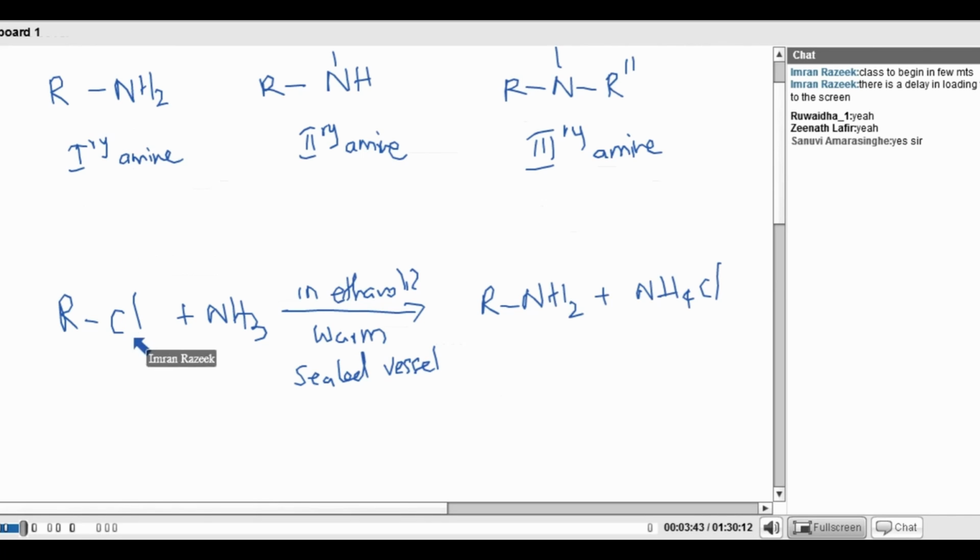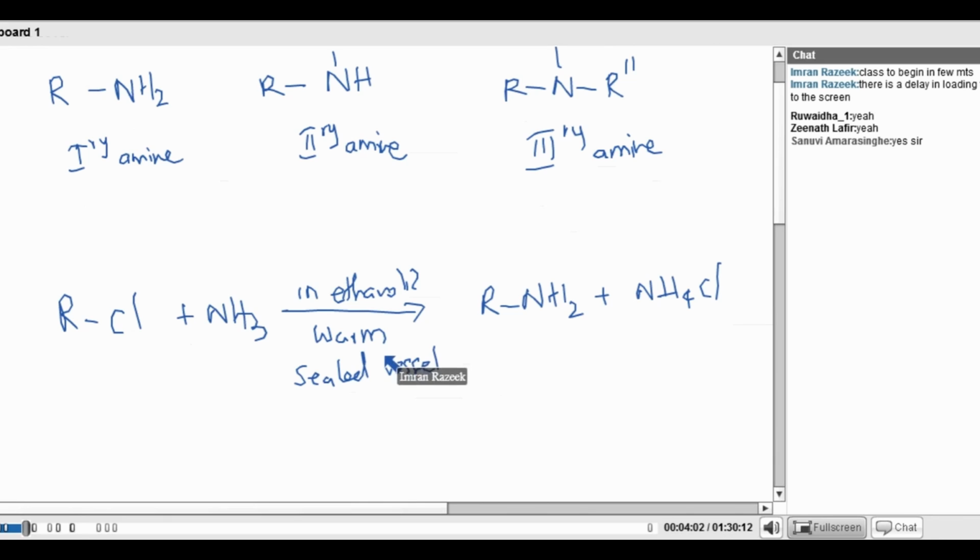So when you do this, you get the amine, and ammonium chloride will be the byproduct, not HCl. HCl is produced, in fact, but it reacts with ammonia to form ammonium chloride. So that's the byproduct. So this is a primary amine. Ammonia has to be in ethanol because ammonia is a gas. It should be dissolved in the organic solvent ethanol, and you warm in a sealed vessel.